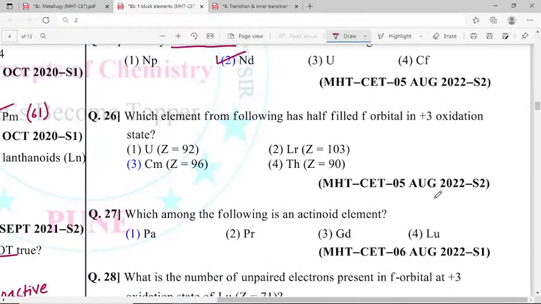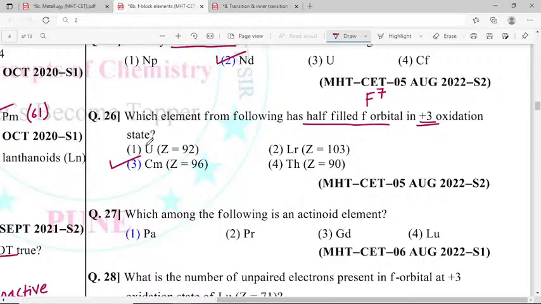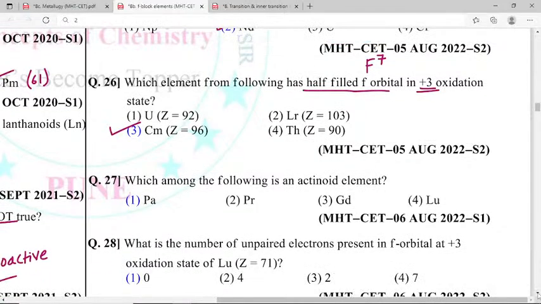Which element from the following has a half filled f orbital in +3 oxidation state? Half filled, so +3 oxidation state. Half filled, this is f7. f7 is Cm, curium. It is called curium. Option 1, uranium, lawrencium, thorium and curium. Curium is the answer, where it shows 5f7 electronic configuration in +3 oxidation state.